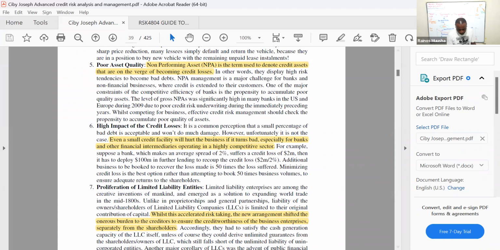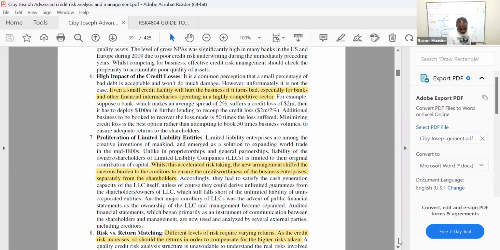Are there any questions before we move on to the seventh one? Any questions?